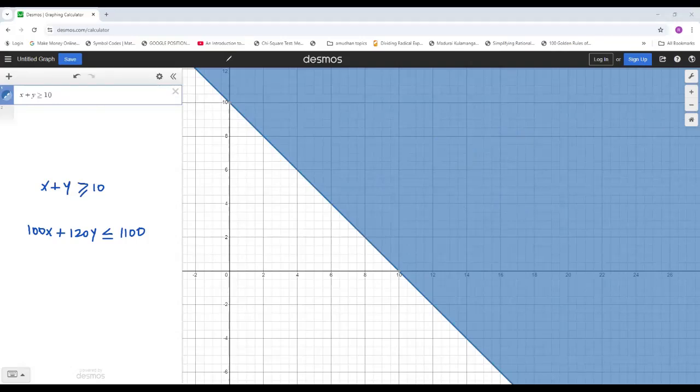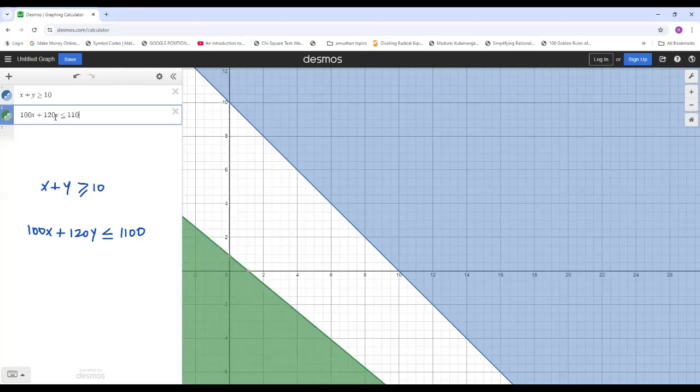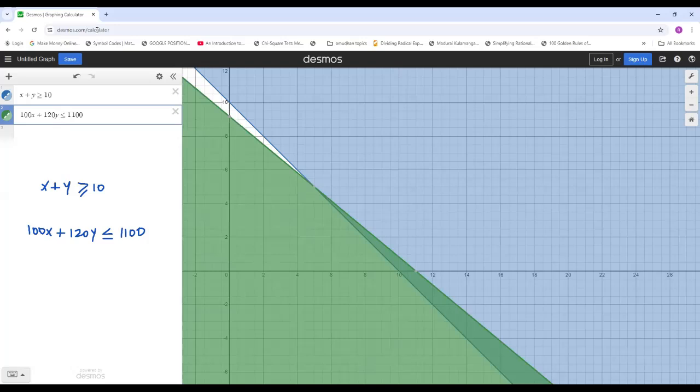Okay, now let me give the second inequality as input over here. So just simply press enter, it will go to the second line, 100x plus 120y. So press the less than sign and then the equal sign, it will become less than or equal to 1100. So the green color region is the solution for the second inequality. So the region over here is a common region for both the inequalities in the given system. Whenever we have two linear inequalities and we graph them, the maximum or minimum value of any variable X or Y usually will appear at the point of intersection.